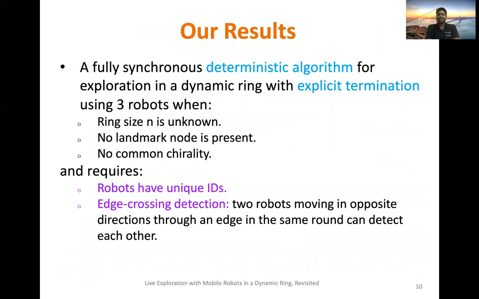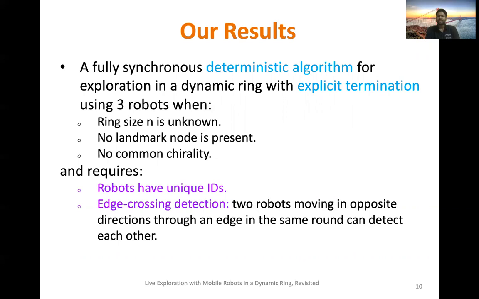So our results: we present a fully synchronous deterministic algorithm. Previous results are also deterministic. We present a deterministic algorithm for exploration with 3 robots, and we guarantee explicit termination when the ring size is unknown, there is no landmark, and there is no common chirality. But our assumption is that robots have unique IDs, and we add another assumption, which is edge crossing detection. That means two robots moving in opposite directions through an edge in the same round can detect each other.